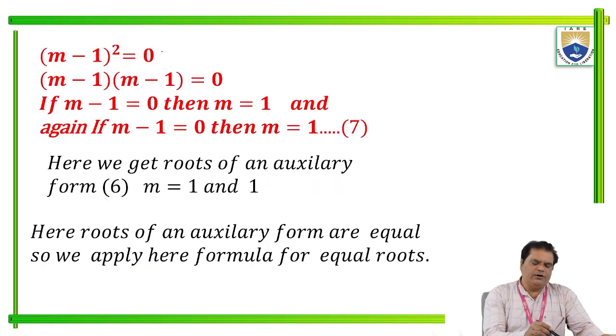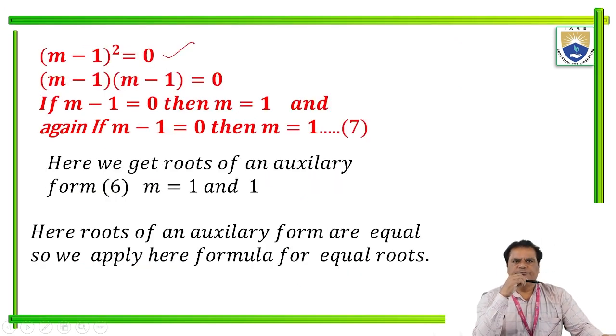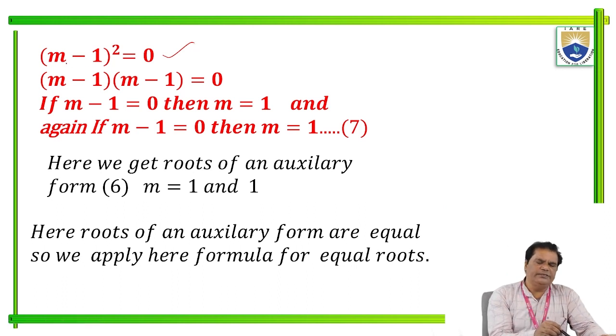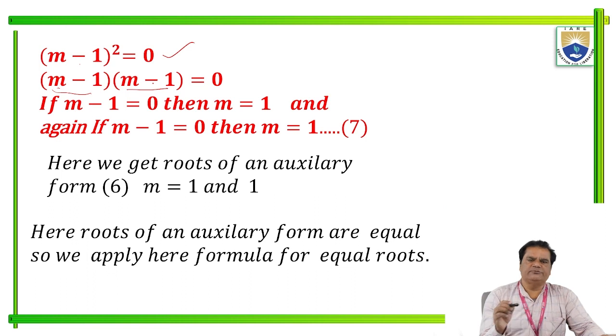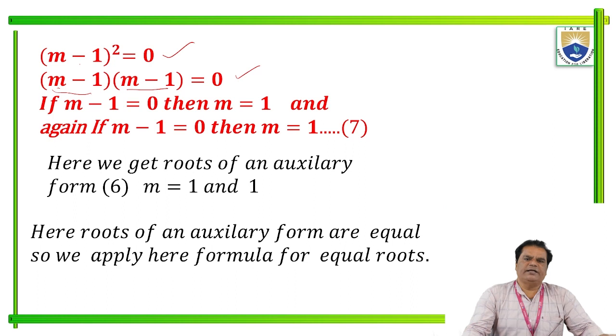So (m minus 1) whole square equals 0. (m minus 1) whole square means this bracket written 2 times: (m minus 1) into (m minus 1) equals 0. Because this is a quadratic equation, a perfect square has the same roots. Here b square minus 4ac is 0 in the Sridharacharya formula, so we get the same roots.